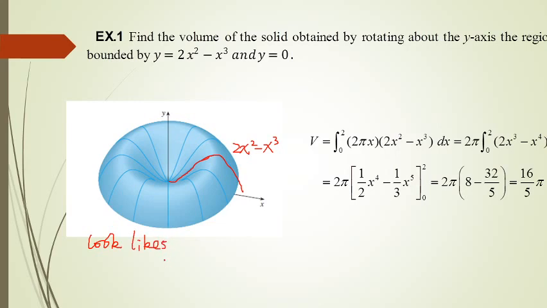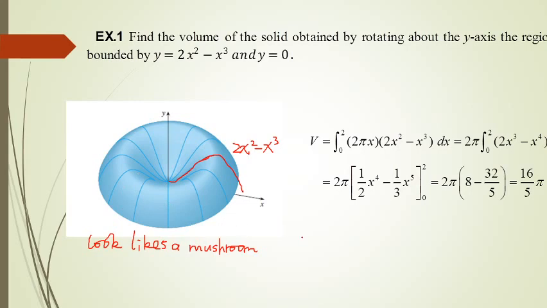Do you think it looks like a mushroom? Some kind of mushroom, maybe. Okay, just try to think about it. Try to imagine how the solid looks. So the final answer, 16 over 5 pi, gives the volume of this solid.